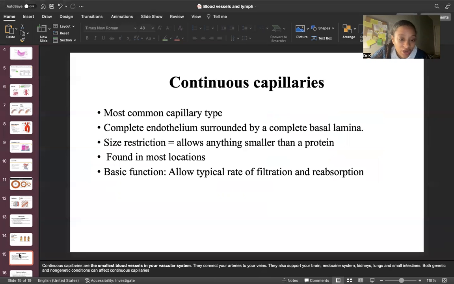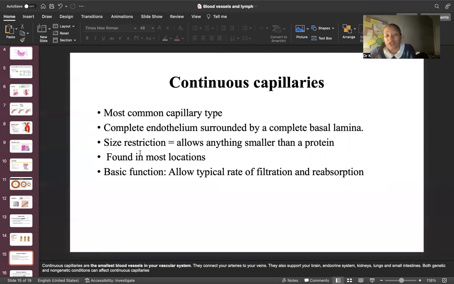We'll start off with what a continuous capillary is. The continuous capillary is the most common type. You have to remember this one. They have small gaps between each endothelial cell that allow gases, water, sugar, and some hormones to pass through. So the continuous capillary, for example, is in the brain. I mean, not in the brain. The brain is the exception, right?